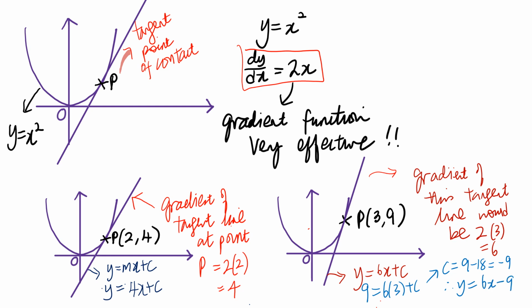So this is how effective using differentiation to find the gradient function is. Basically, once you have this gradient function, it's like a formula that you can use to find the gradient of the tangent line at any point on the curve. There are different notations that you have to take note of while finding these gradient functions, this dy dx. I'm going to show you the three different notations to remember.